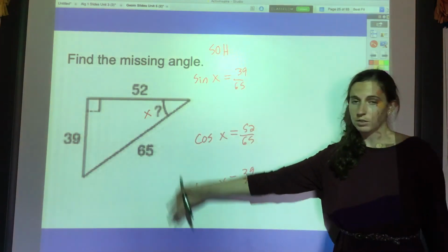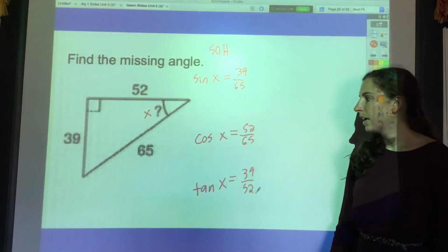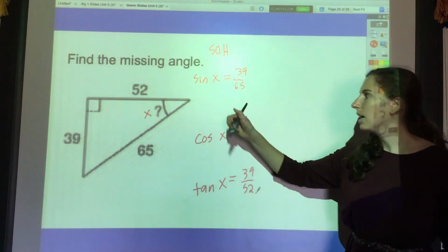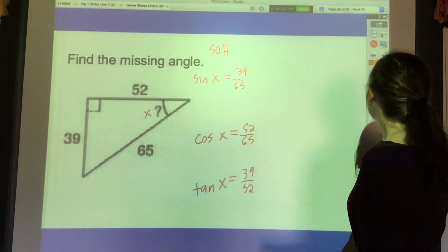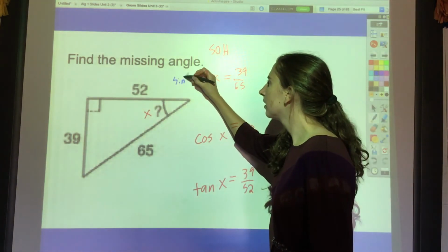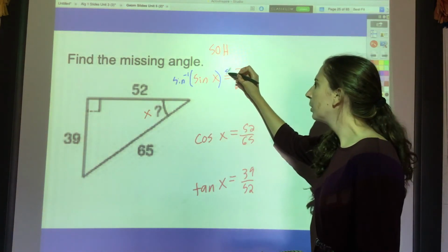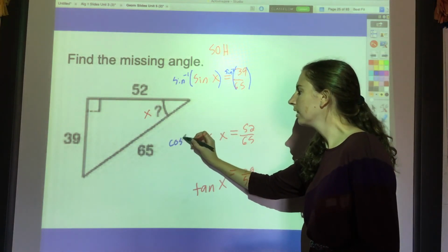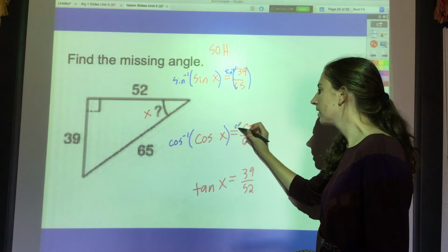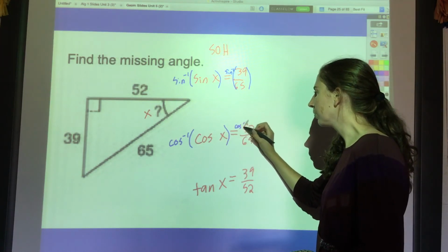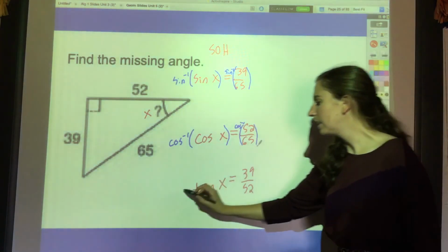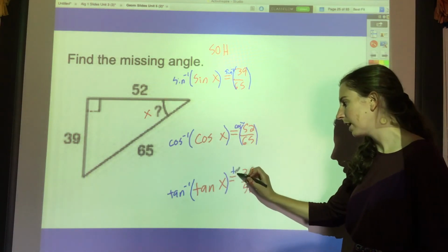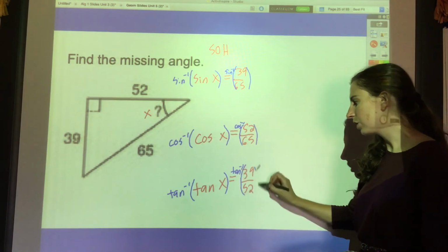Any of these will work. Just pick your favorite and go with it. In fact, maybe even try a couple and see if you get the same thing. To get x by itself, on this one I'll need to do the inverse sine of both sides. On this one I'll need to do the inverse cosine of both sides. Sorry, I'm running out of room. On this one, you would need to do the inverse tangent. And you should get the same answer either way. All three of these should give you the same answer.